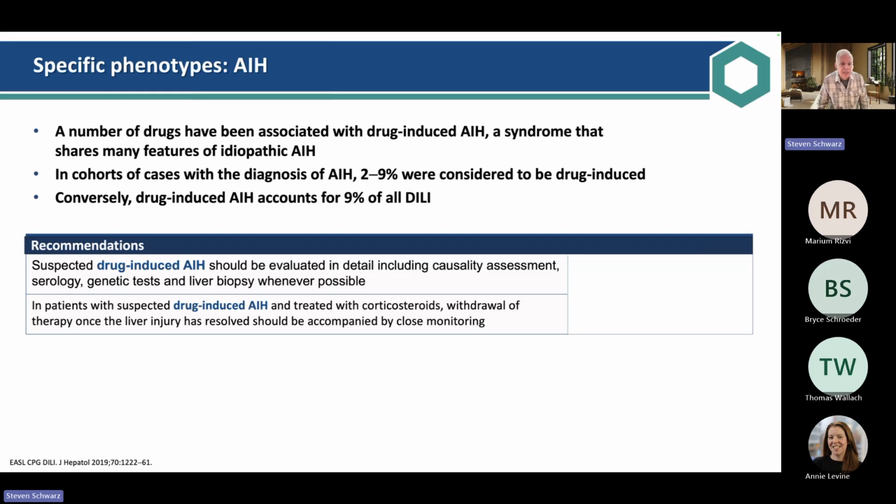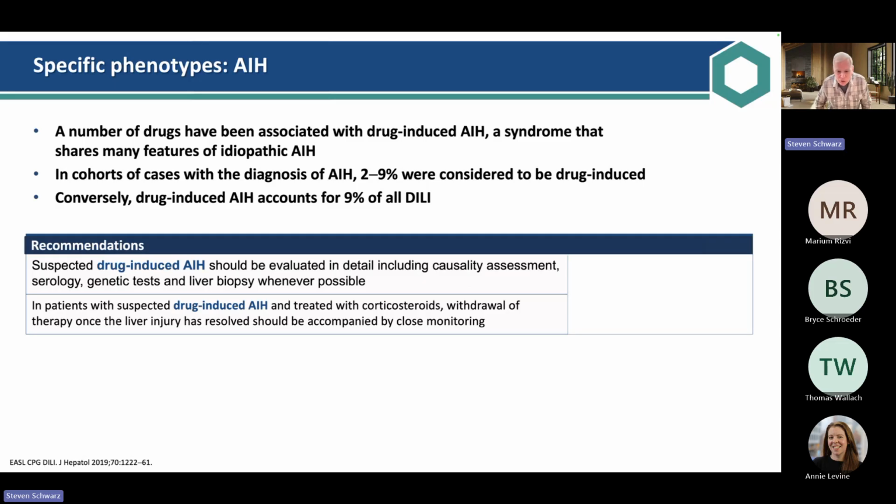What about autoimmune hepatitis? Well, a number of drugs have been associated with drug-induced AIH, which shares many of the features of idiopathic autoimmune hepatitis. In at least one study, or several, up to 10% of AIH patients were considered to be drug-related. So suspected drug-induced AIH should be evaluated in detail, including a causality assessment, serology, genetic tests, and liver biopsy whenever possible. So again, see what the scenario is.